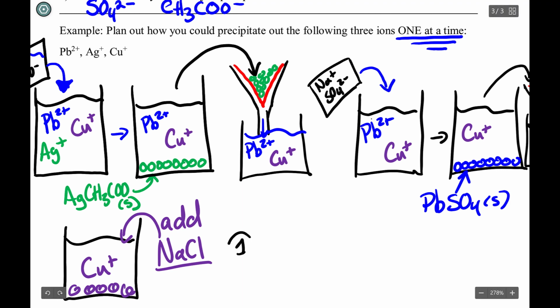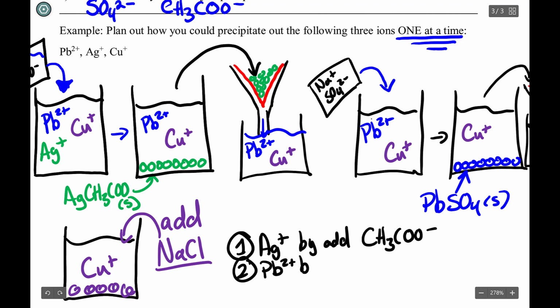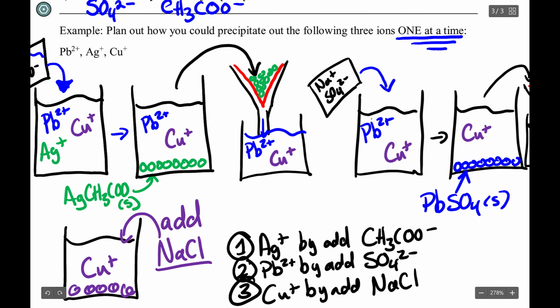So the first thing I removed was silver by adding acetate ion, CH3COO-. The second thing I removed was Pb2+ by adding in sulfate ion. And of course, I just said it was with sodium because sodium is soluble with everything. And then 3, I removed the copper 1 by adding sodium chloride solution, or I can just say chloride ion. And really, I could have added hydroxide, iodate. There's tons and tons of different options.